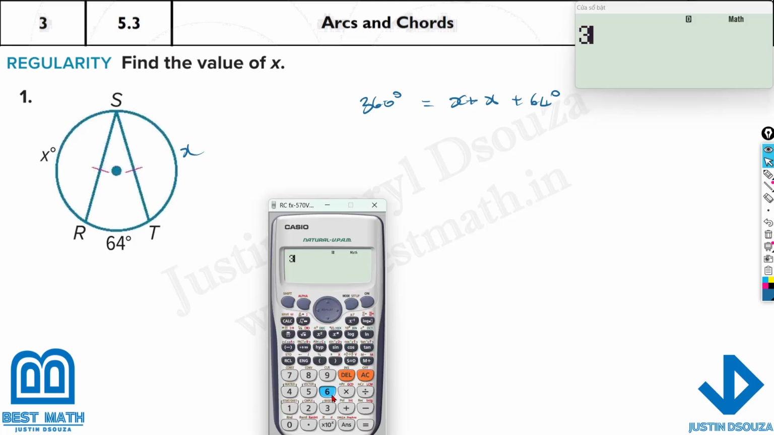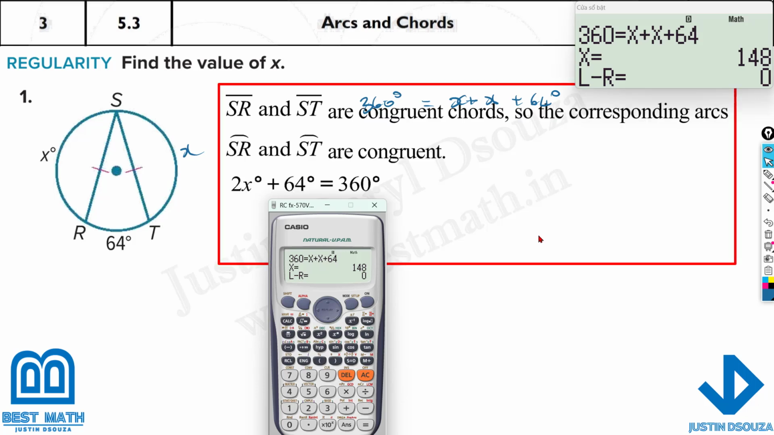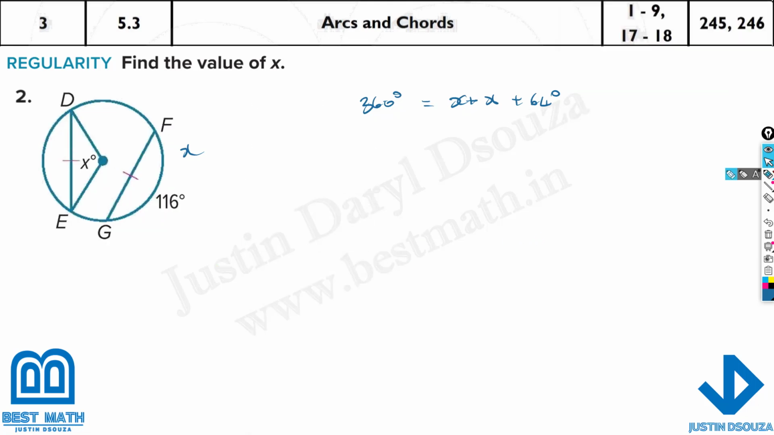All you have to plug in is 360 equals, that is alpha and calc, equal to x, alpha and closing this bracket, that will give you x plus x. You can write 2x as well, but anyways, I'm just writing this as it is. 64, shift and solve, equal to, the answer is 148. X value is 148.